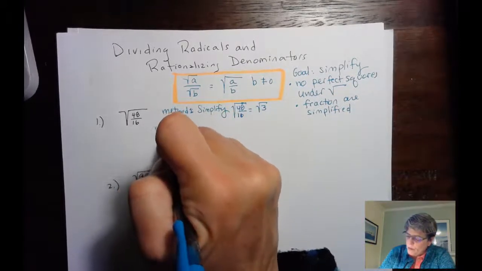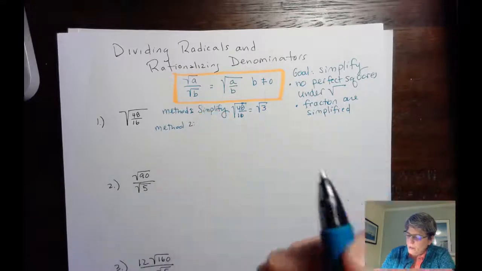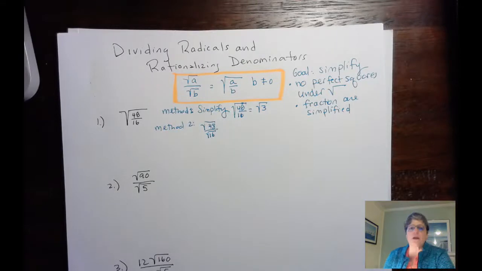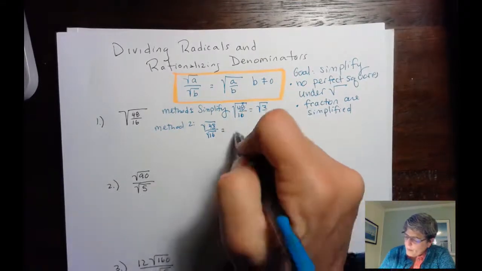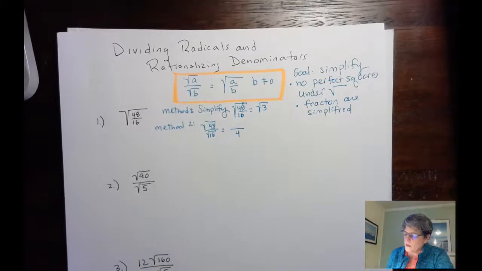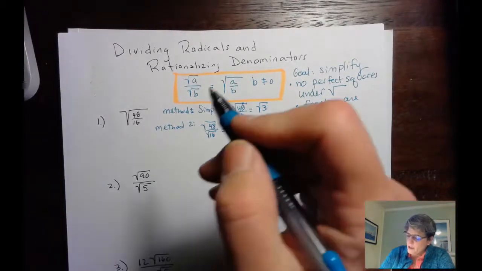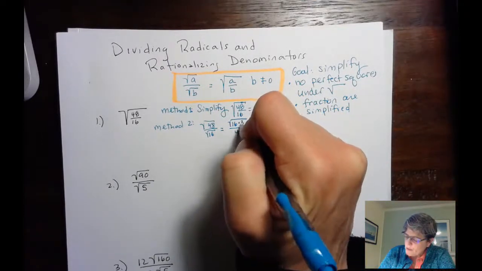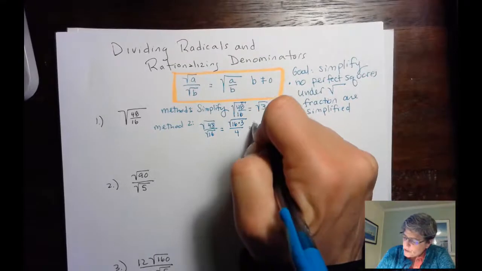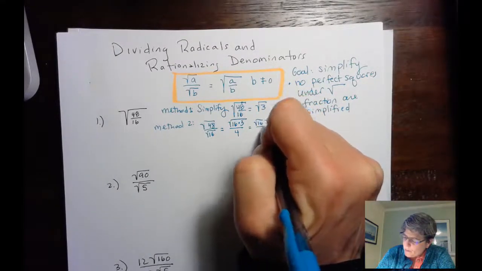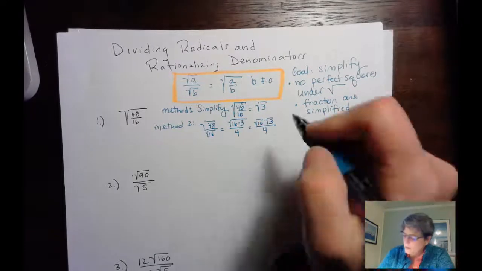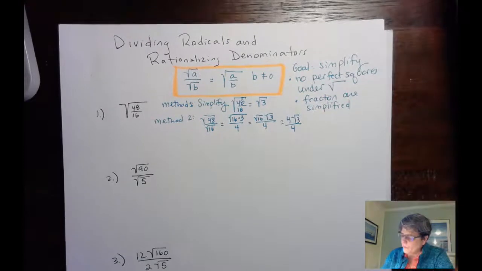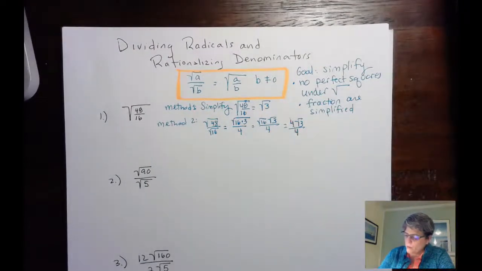Or method 2 would be to break it up into two pieces, the square root of 48 over the square root of 16. Now in this case, we know the square root of 16 is 4, so it's 4 in the denominator. The square root of 48 is the square root of 16 times 3, which is the square root of 16 times the square root of 3, all over 4, which is 4 root 3 over 4. And then, because 4 over 4 is 1, we get the square root of 3.